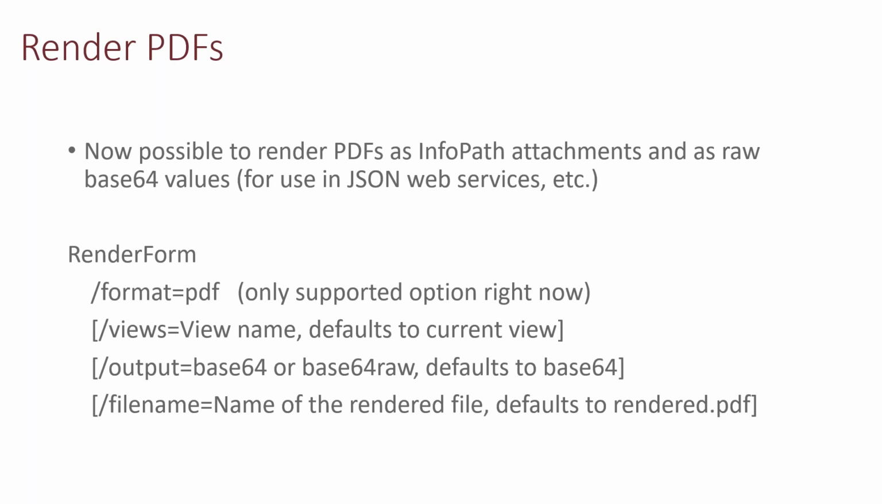Views is a view name, the name of the view we want to generate. Even though the parameter is plural, currently it only allows one view. And by default, it will render the current one. Currently, you can output base64, which is a typical InfoPath attachment, or base64 raw, which is the binary data without the special InfoPath stuff in it. And you can also specify a file name for the rendered file.